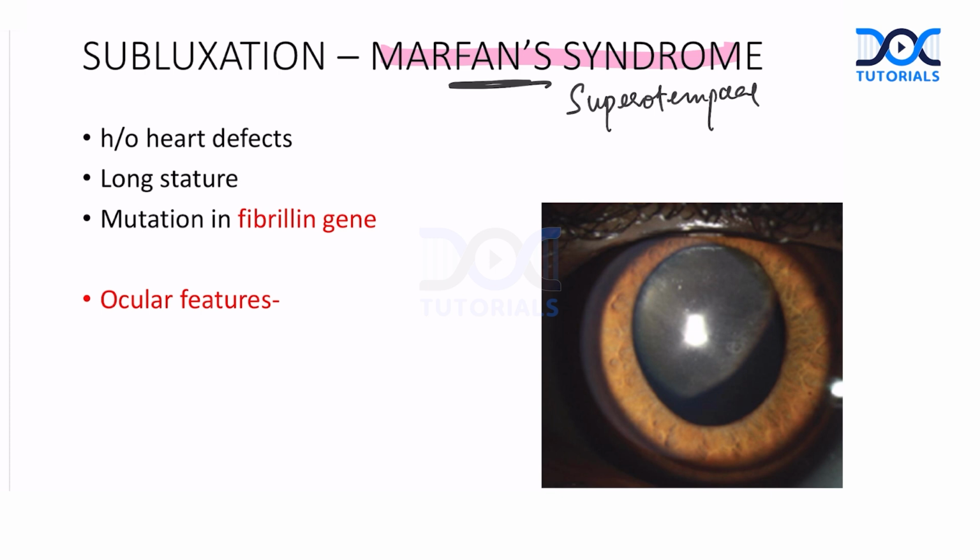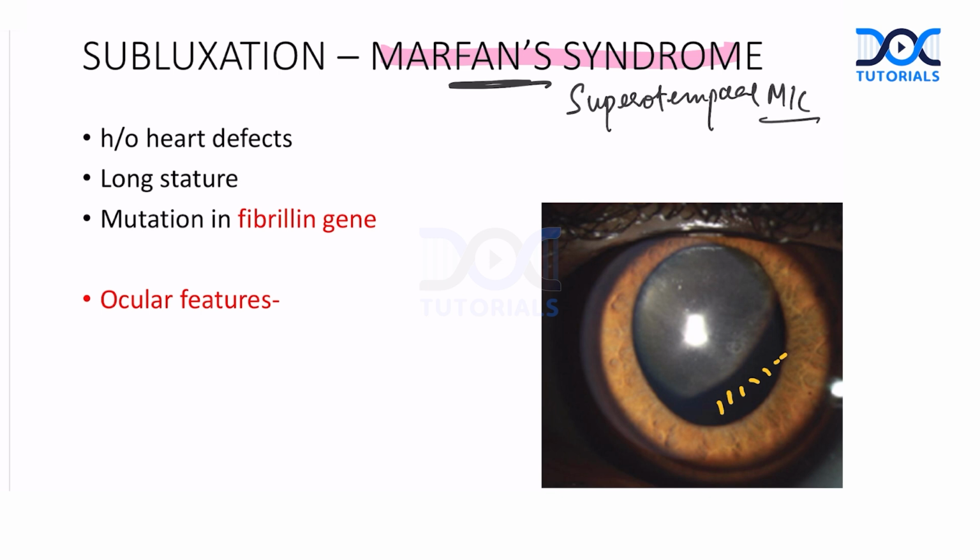Now can I say the zonules are weak here? So you can be asked the question in a twisted form. Most common location of zonular weakness in Marfan's. So don't answer that it is superotemporal. The zonules will be weakened in the opposite quadrant, isn't it? Now this doesn't mean that it is always superotemporal. You can have any type of subluxation, but superotemporal is the most common subluxation.